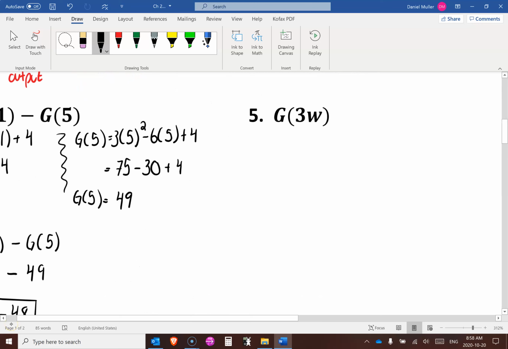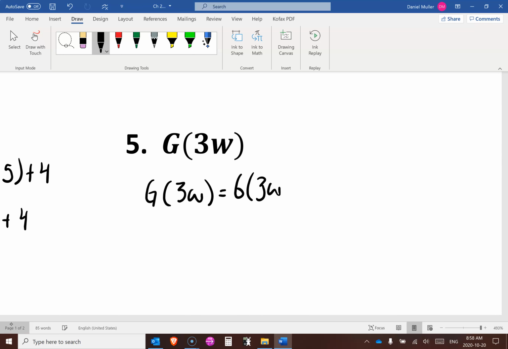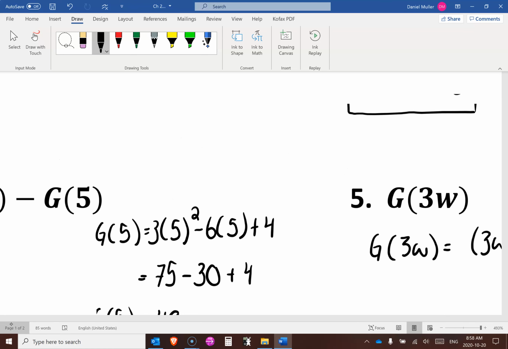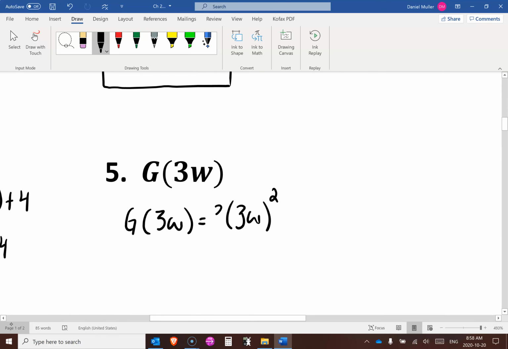Let's do g of 3w. Okay, so g of 3w is equal to 3x squared, and so here we'll put a 3w squared. Sorry, what is the equation? I forgot. 3x squared minus 6x plus 4. Okay, so 3, and then x is going to be 3w squared, minus 6 times x, and x in this case we're going to input a 3w, plus a 4.